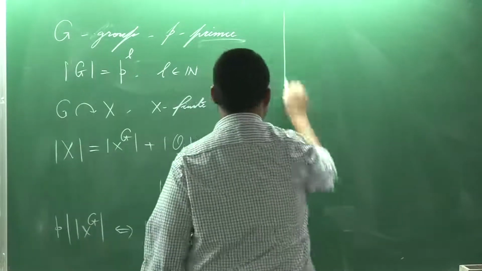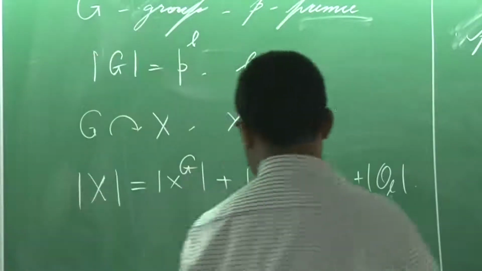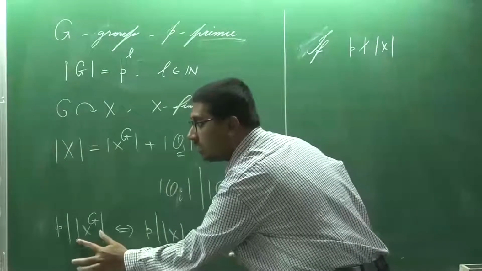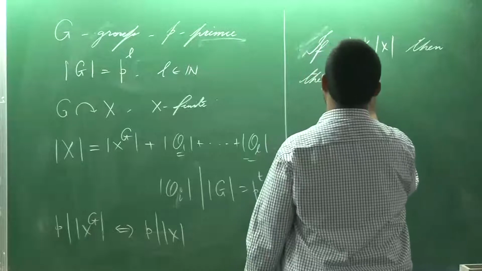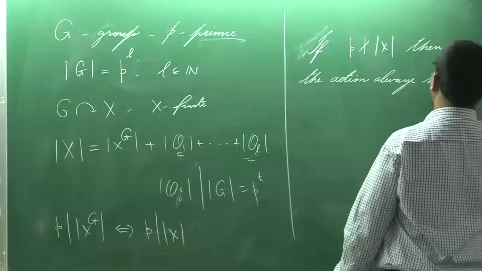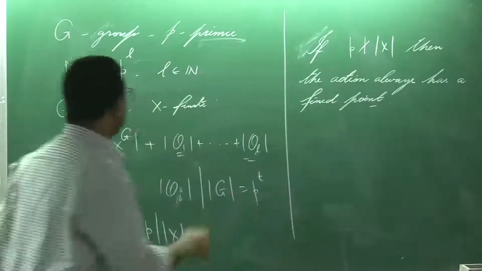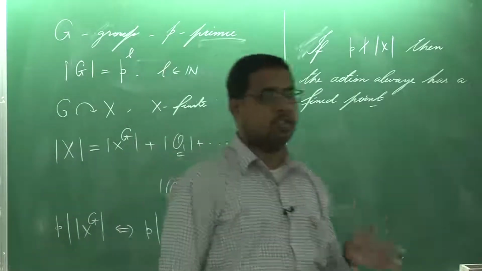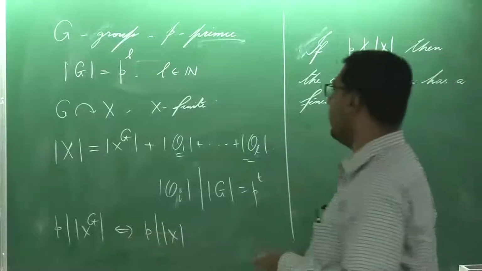So, from this it follows that if p does not divide the order of x, then p cannot divide this. In particular, this cannot be 0. So, thus the action will always have a fixed point. What we have thus observed is, if a p-group acts on a finite set whose number of elements is not divisible by p, then the action will always admit at least a fixed point.